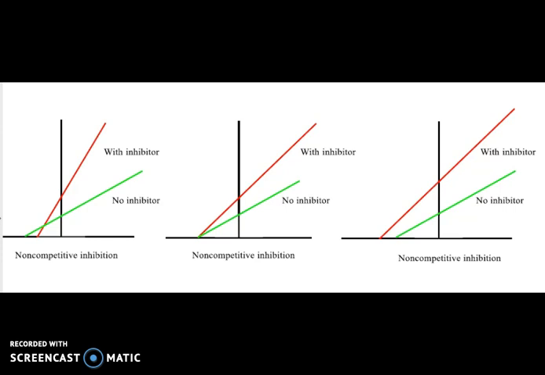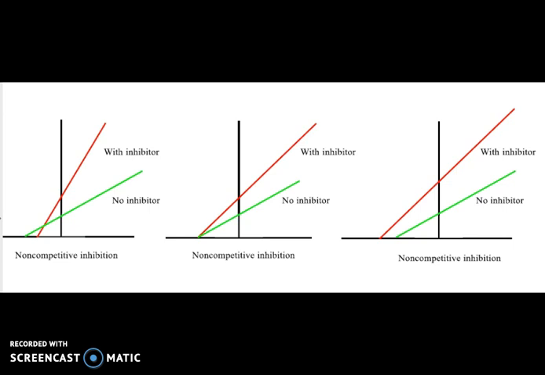This indicates the inhibitor binds to the enzyme with greater affinity than to the enzyme substrate complex. In this case, when we calculate alpha and alpha primed, alpha will be greater than alpha primed, and our Km apparent will be greater than Km.